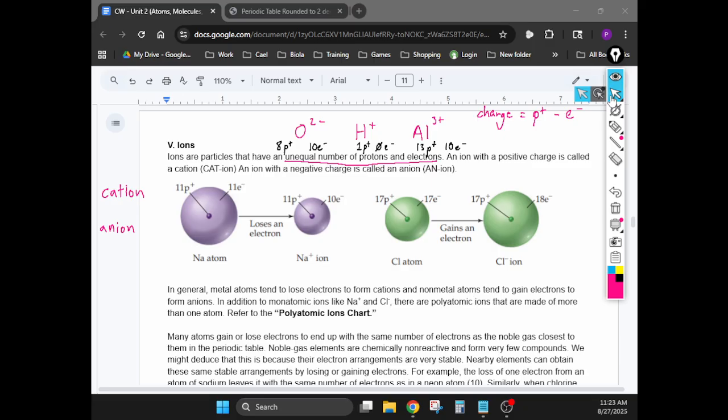We talk a lot about ions. Just keep that in mind. You need to remember it. Cation is positive, anion is negative.